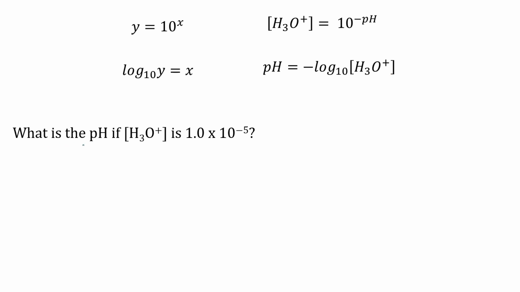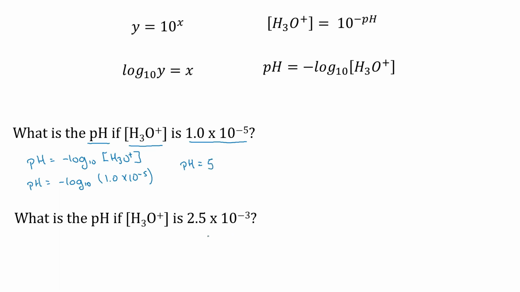Okay, this first question asks what is the pH if the concentration is 1 times 10 to the negative 5th. So I am solving for pH, which means I want to use the pH form of the equation. And I can simply plug in for the concentration, which was given to me, and plug this into my calculator. Again, the nice thing is this is log base 10, so your calculator should default to log base 10. This gives me a pH of 5.